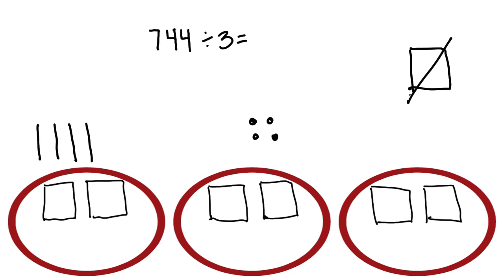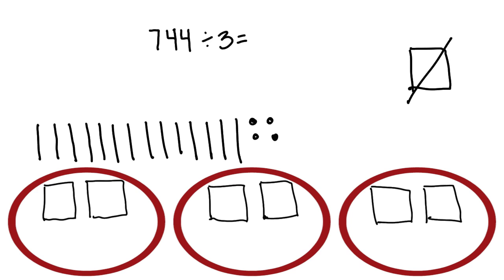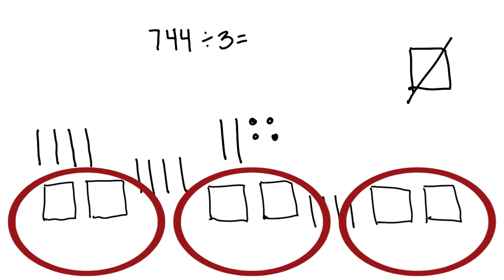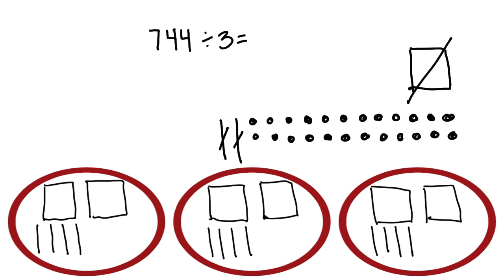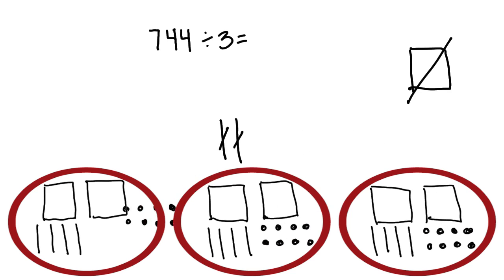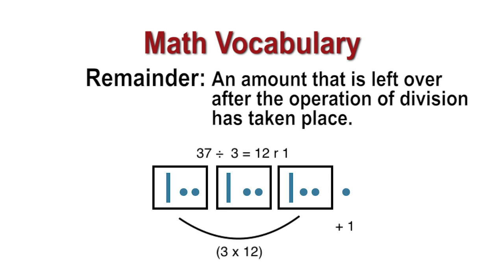We then can break up one of our hundreds into tens. This leaves us with 14 tens. I can give each group 4 tens. I have 2 tens left over. I can decompose the tens into ones. I have 24 ones. I share 24 ones among 3 groups evenly, and each group will get 8 ones. In all, each group received 2 hundreds, 4 tens, and 8 ones. In other terms, 248.